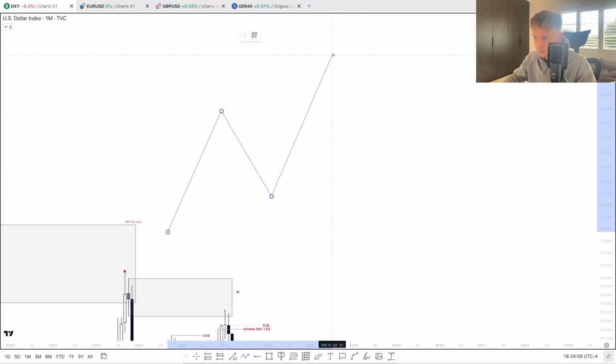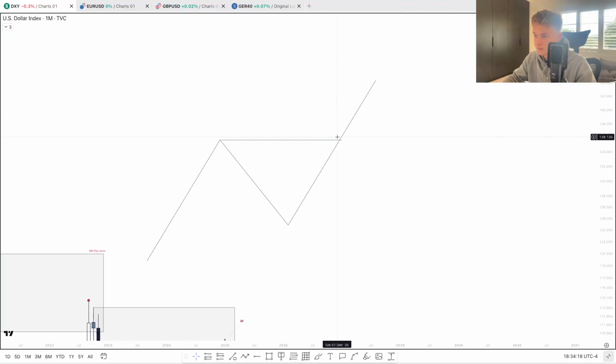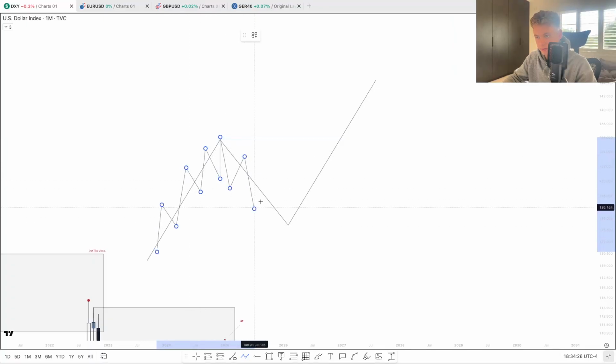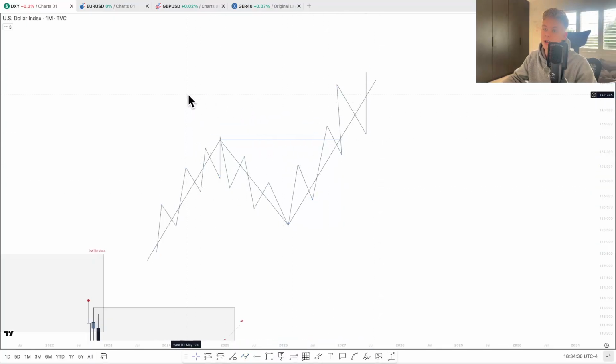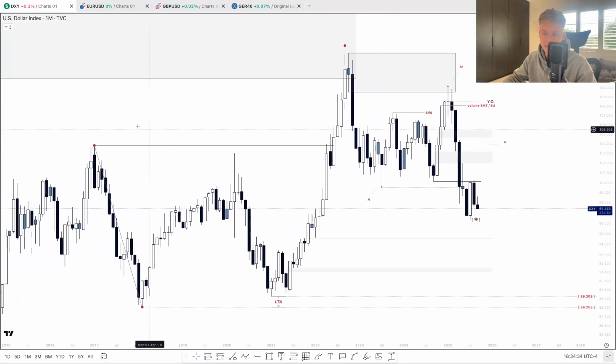Often, or always, you have different types of market structure. You have the larger market structure right here, and then within this market structure, you have internal structure. You can use both of these types of market structure to your advantage by analyzing the charts. So this is our swing market structure.